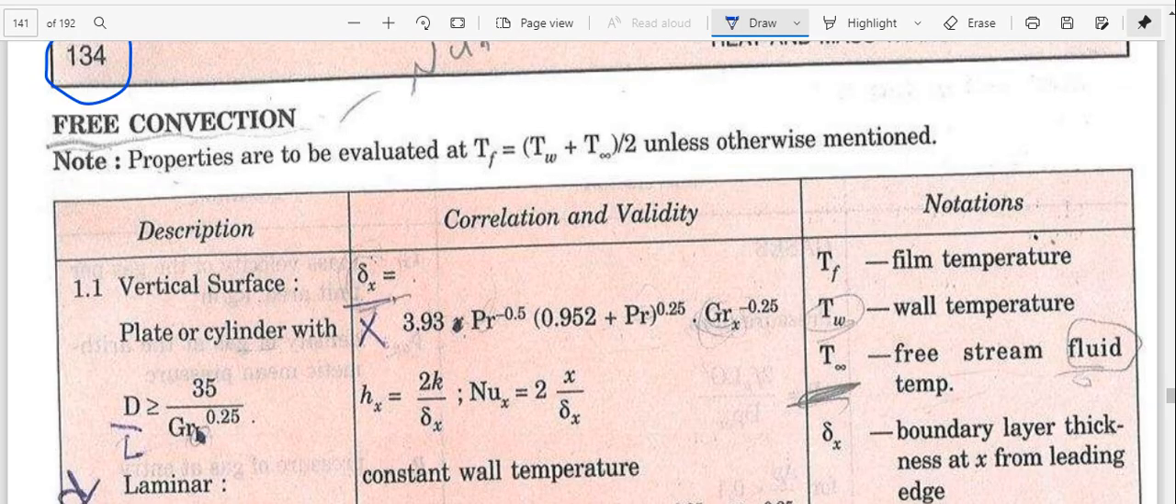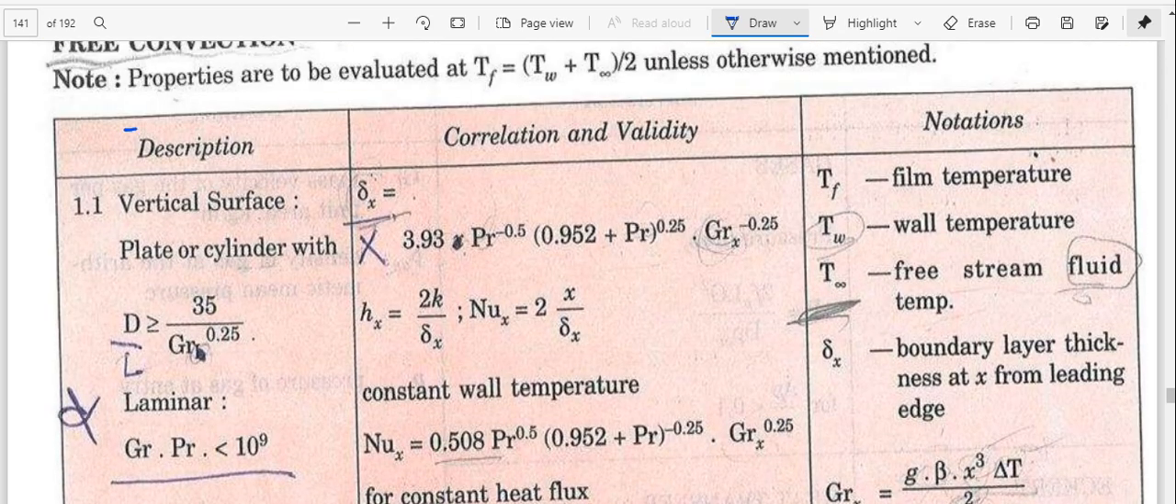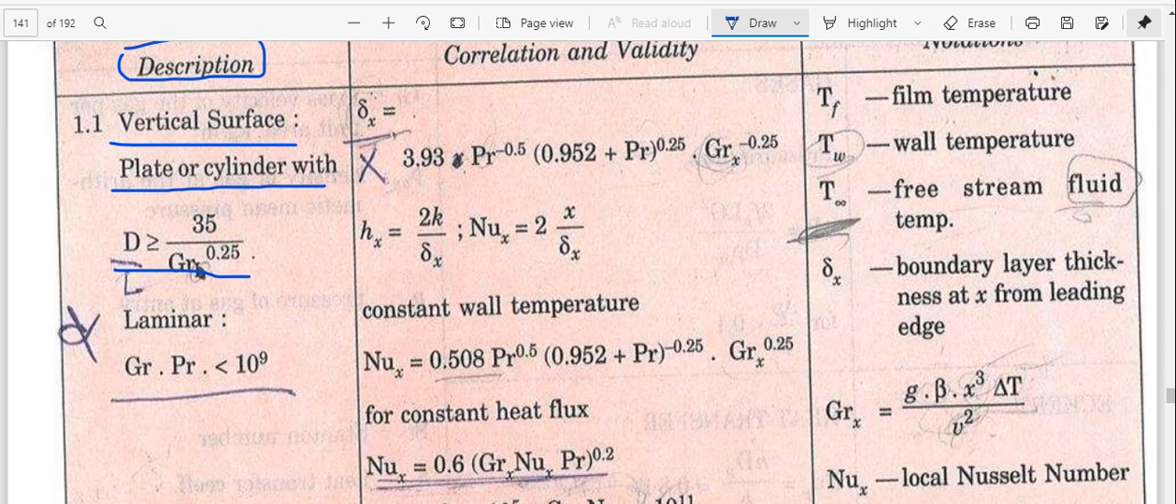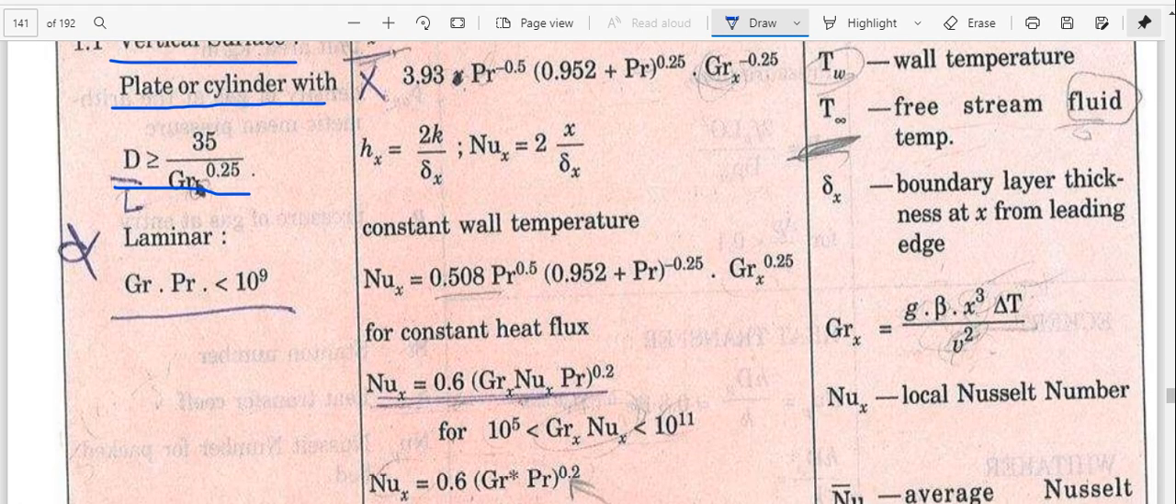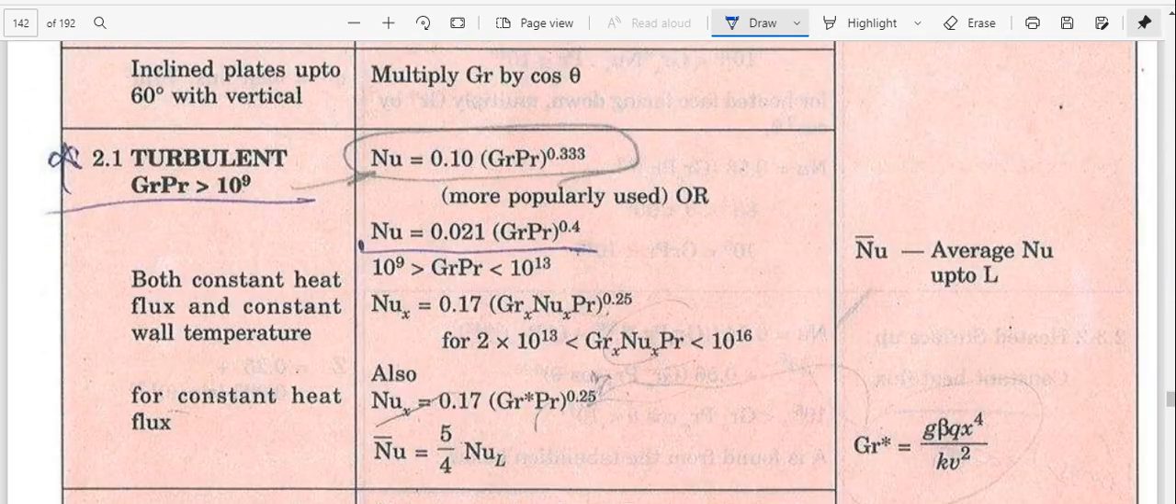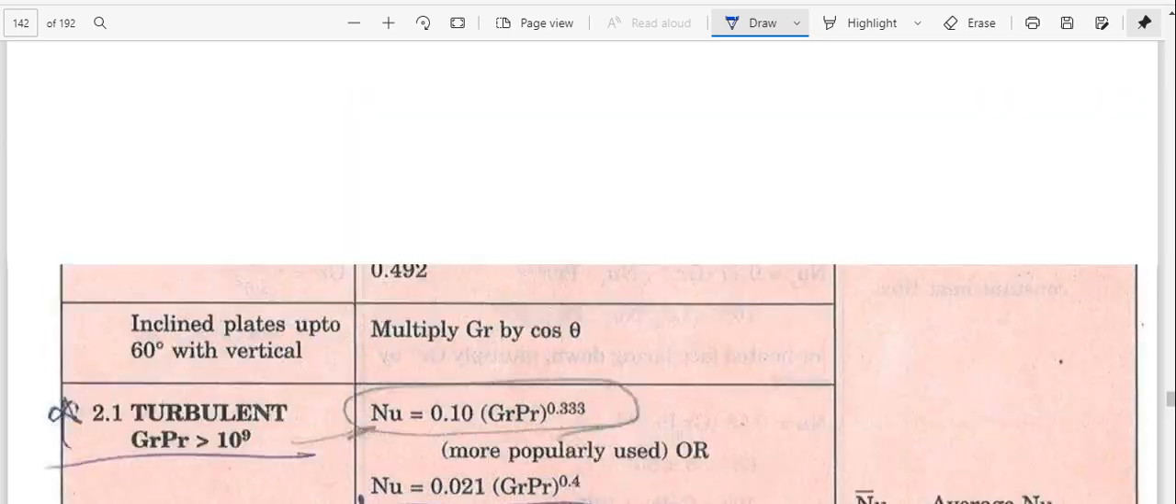So properties are to be evaluated at T film temperature, which is equal to T wall temperature plus T free stream fluid temperature, unless otherwise mentioned. So here in this description box, for vertical surface plates or cylinder with a diameter greater than or equal to 35 by GL power 0.25. Laminar flow means less than 10 power 9, and greater than 10 power 9 we need to take turbulent flow.